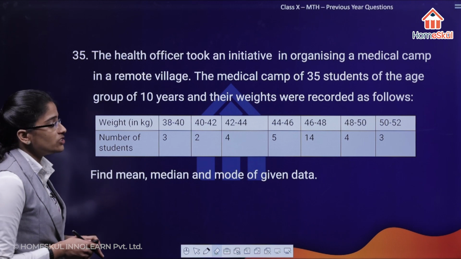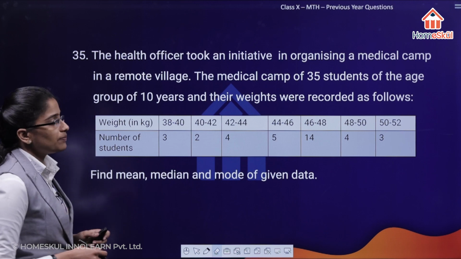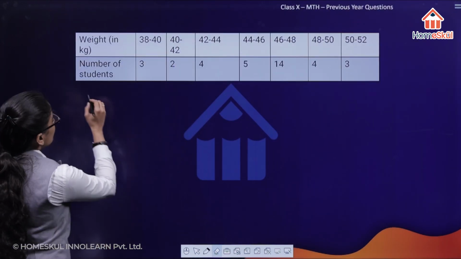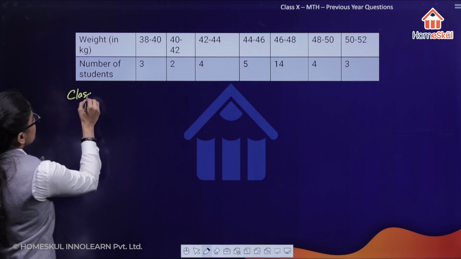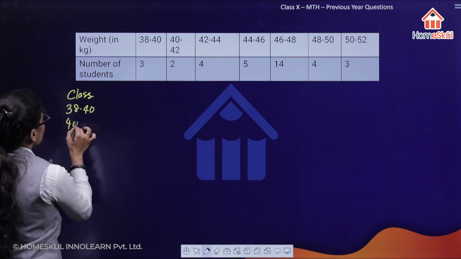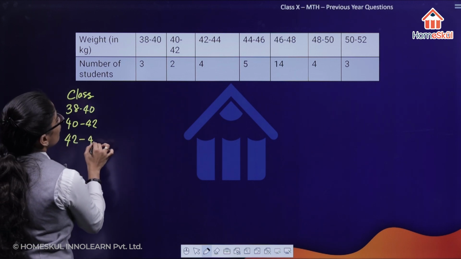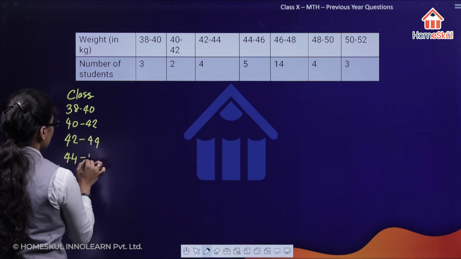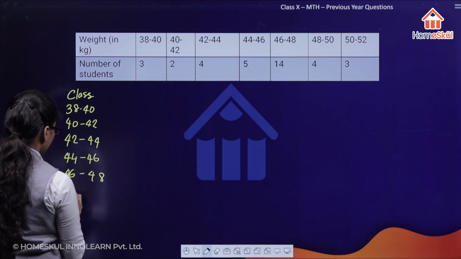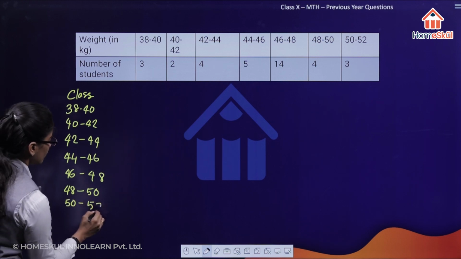And 50 to 52 kg, 3 students are there. We need to find out the mean, median and mode of the given data. Okay, so moving on to the data. Here, class: 38 to 40, then 40 to 42, 42 to 44, 44 to 46, 46 to 48, 48 to 50, then 50 to 52.